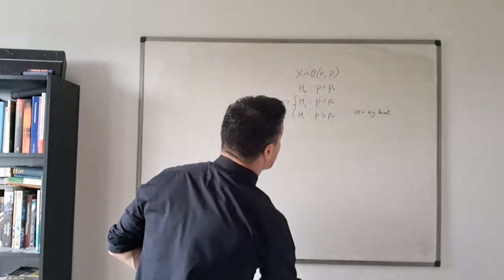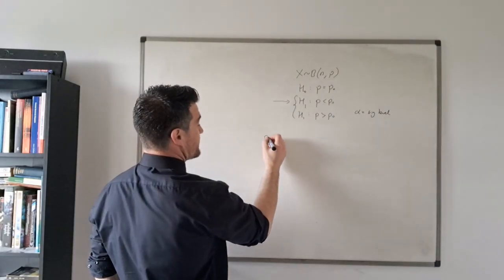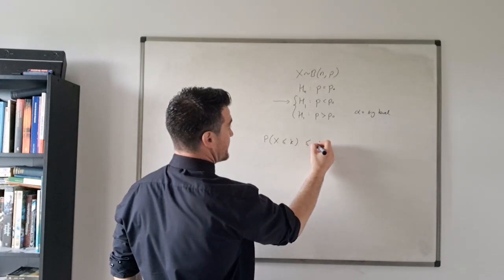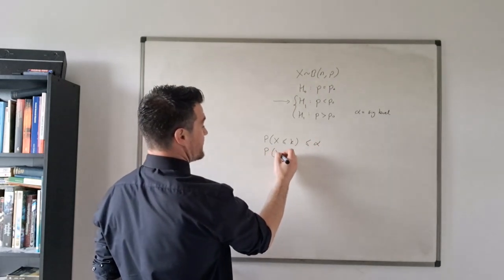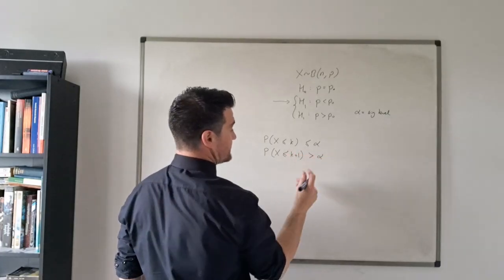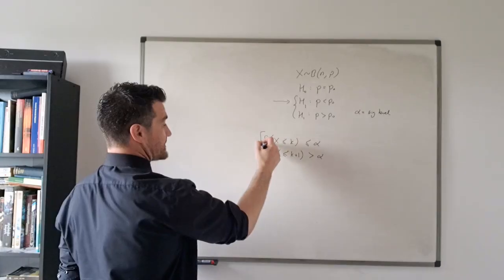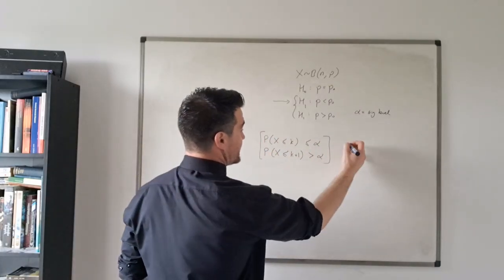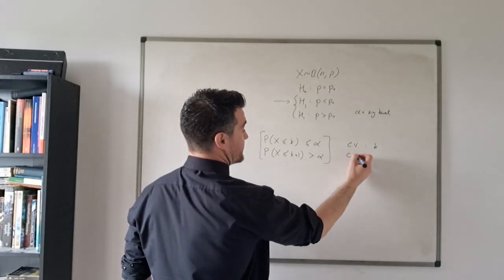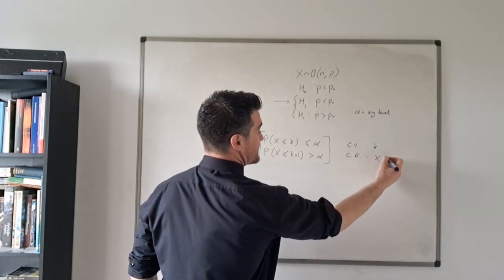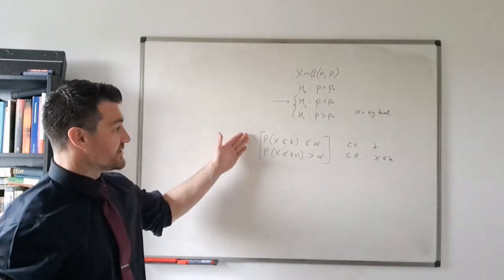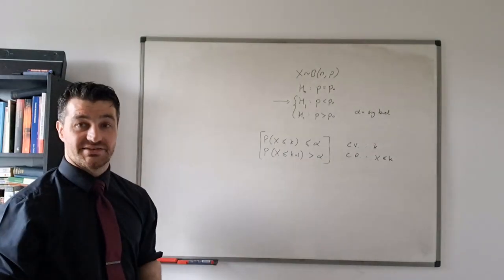if we go back to x, we're looking for where the probability that x is less than or equal to k is less than or equal to alpha, the significance level, but the probability that x is less than or equal to k plus 1 is greater than alpha. That's what we're looking for. In that case, critical value is k. Critical region is x less than or equal to k. And if you know this, you understand this, it's easy, straightforward.